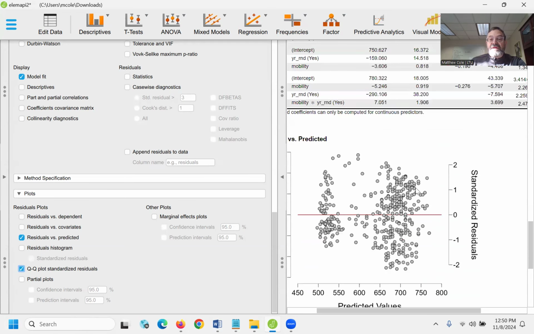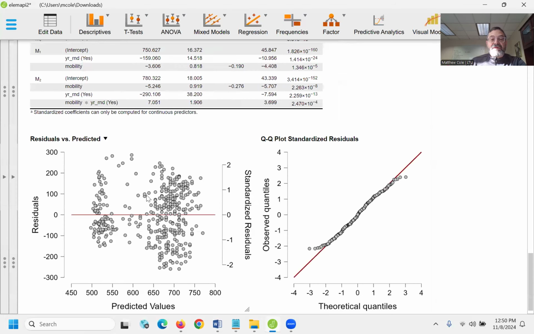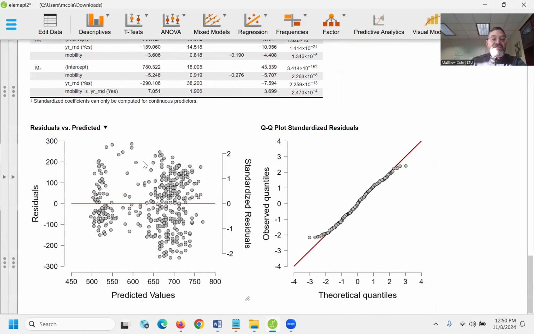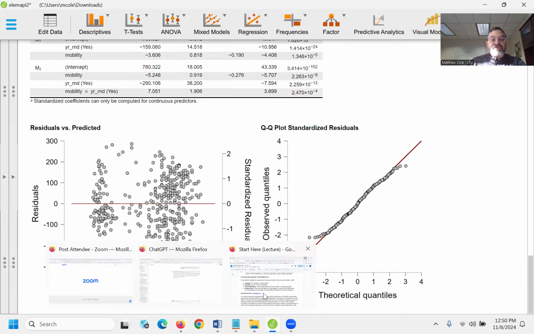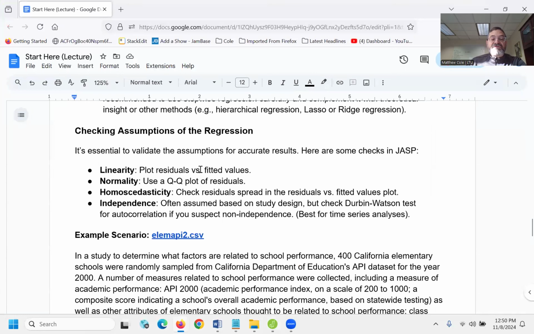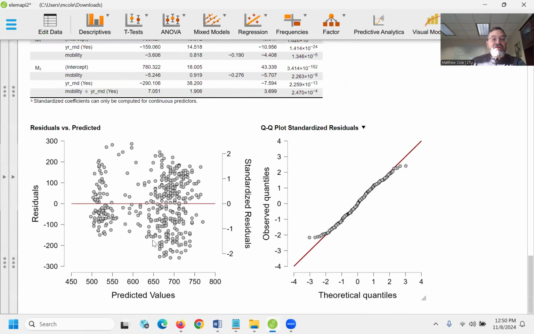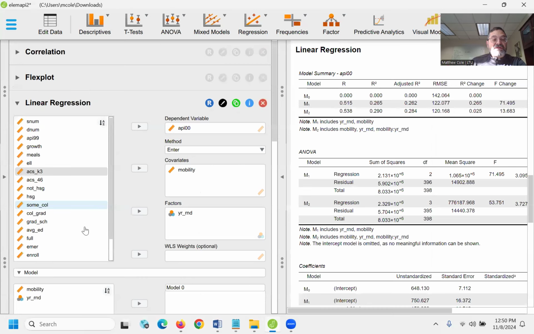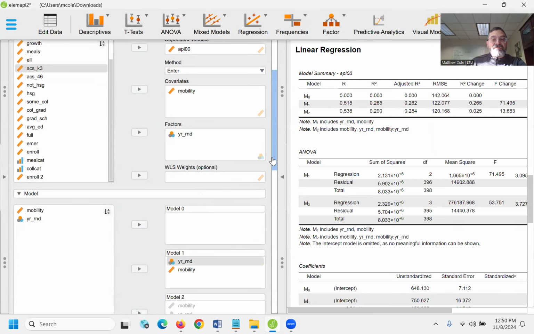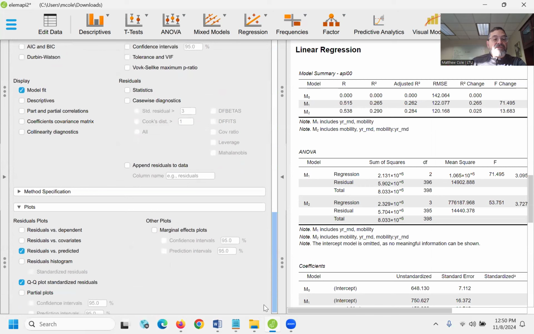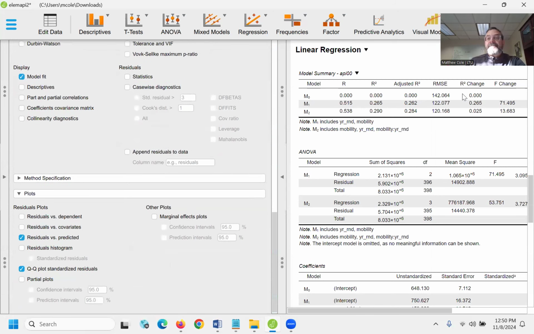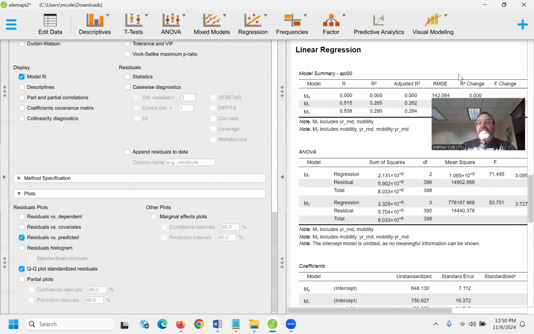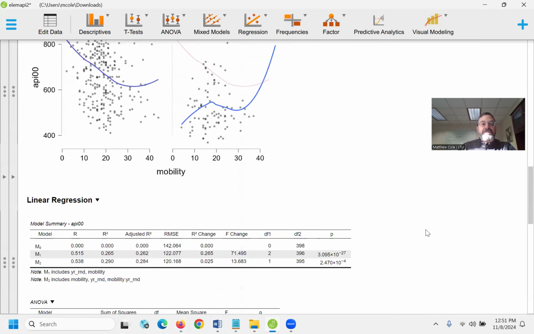Right, so here are the two visualizations that help us with our assumptions. The residuals versus fitted is another way of saying residuals versus predicted. So that's what we plotted. So let's go ahead and go through all of this, and I'll help you understand what we did.